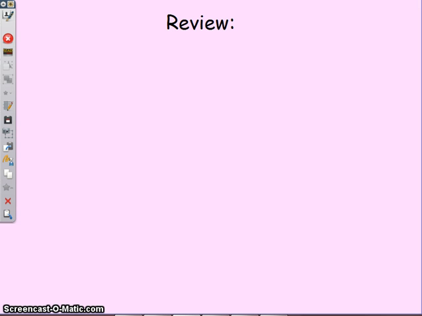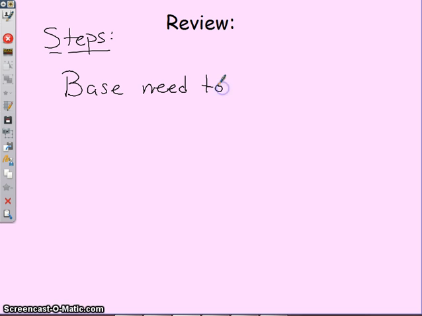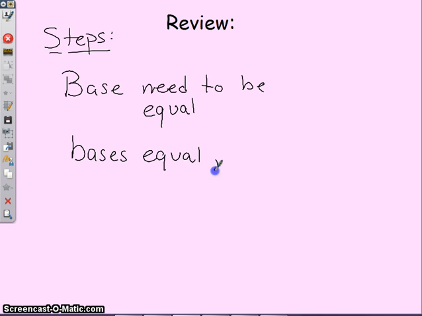So quick review. What were the steps that we took in order to solve equations with variable exponents? Well, first, we need to find bases that need to be the same, or need to be equal. Once the bases are equal, the exponents are also equal.